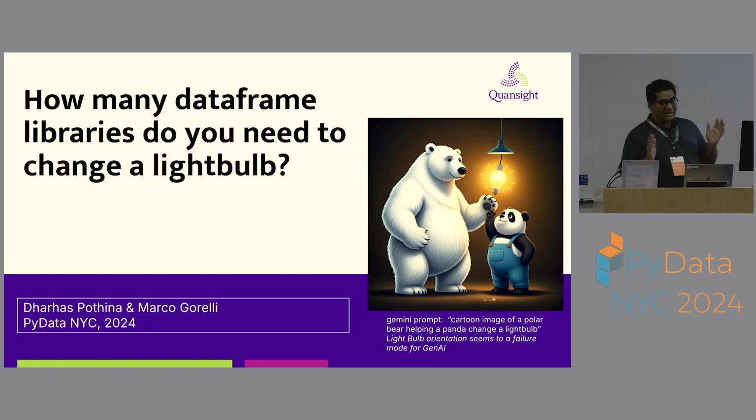I'll start off with, I spent way too much time yesterday trying to use GenAI to make an image, and I found out that GenAI has issues with light bulb orientation and step ladders. As you can see, this took a long time, maybe longer than the talk, but the light bulb is still the wrong way. This is the best one I got. Anyway.